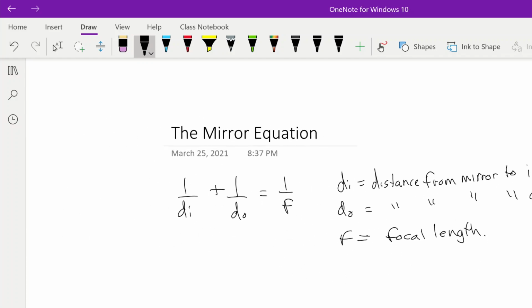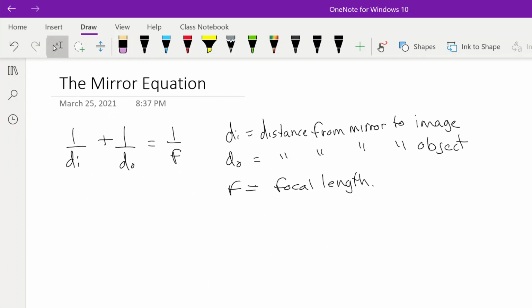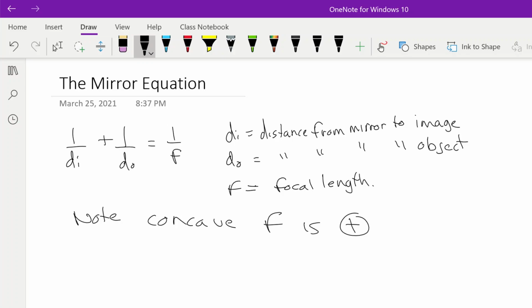Now by the way, this equation works for convex or concave. I'll put a little note down here. For concave, f is positive. For convex, f is negative. And that's something you need to remember. So that's part of the mirror equation.